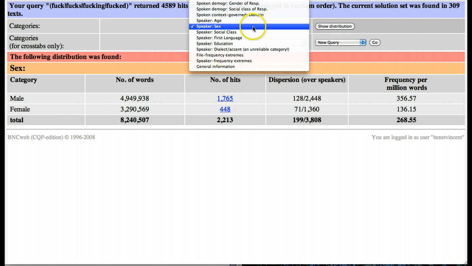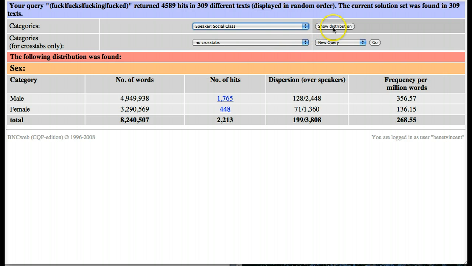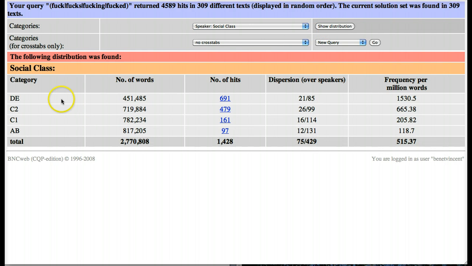And finally, in terms of class, this actually is the clearest, a very clear pattern, going from what we might term lower social classes, DE, to higher classes. So the DE bracket uses these words a lot more than C2, which is in turn much more than C1, and AB are on balance the lowest users of fuck and its derivatives.